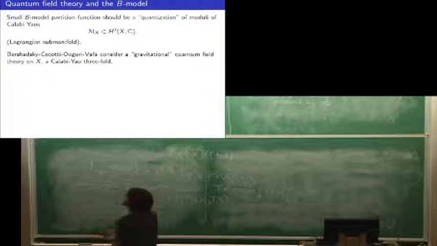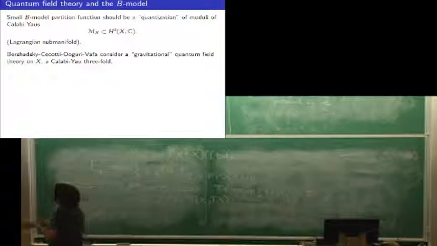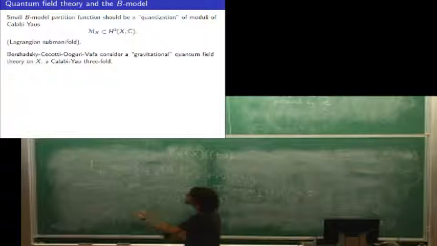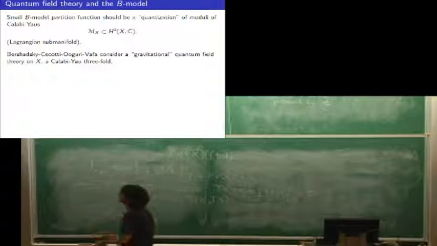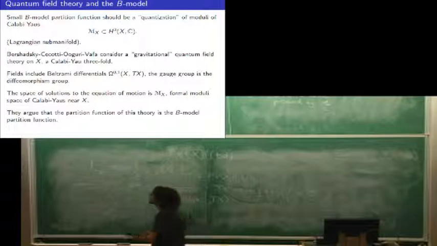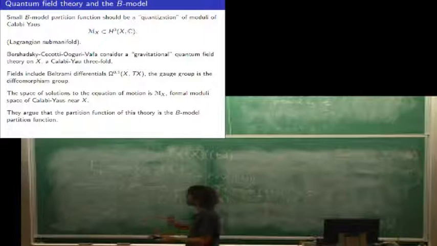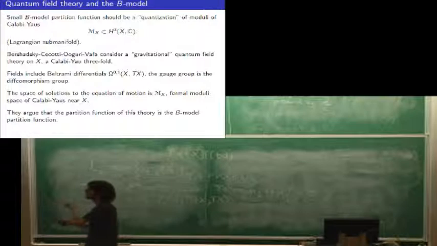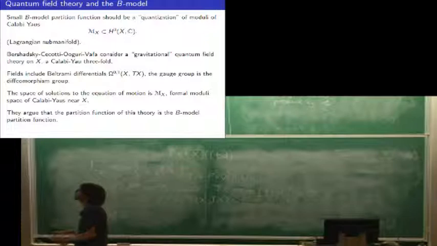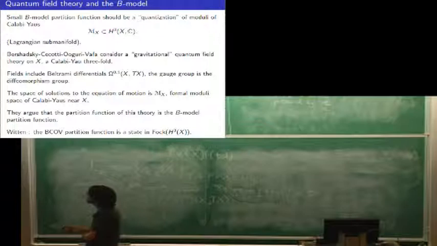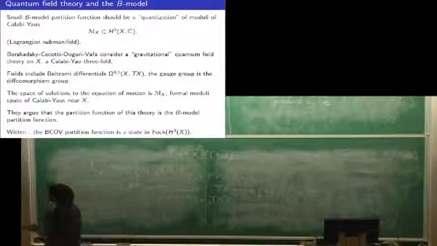So what they say is we should consider some theory of complex gravity on X, right? I mean, we know the classical theory is about the moduli of Calabi-Yaus. So I suppose the guess was that the quantum theory should be some kind of gravitational version of that. So the fields of that theory include deformations of complex structure. The gauge group is the diffeomorphism group. The classical solutions are the moduli of Calabi-Yaus. And they say the partition function of this guy should be the B model partition function. Now, shortly after, Witten argued that we should really think of the thing BCOV constructed as indeed a state in the Fock space for H3. So this is our starting point.